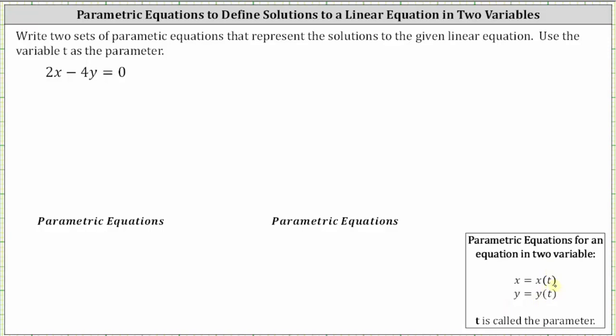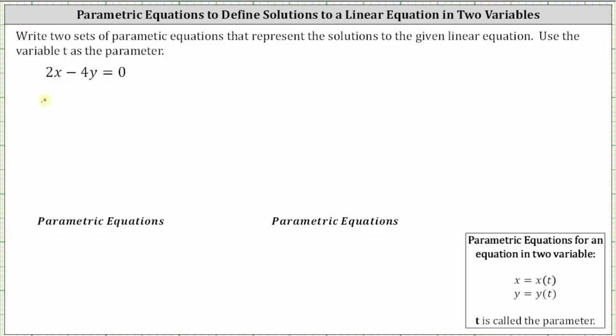We need to write both x and y as functions of t. Given a value of t, the output of x and the output of y will satisfy the given linear equation. To do this, it'll be helpful to solve the given equation for x or y. In this case, we'll do both so that we can have two sets of parametric equations that represent these solutions. Let's first solve the given equation for x.